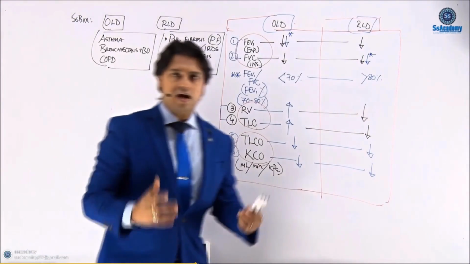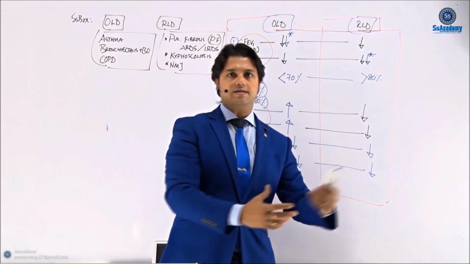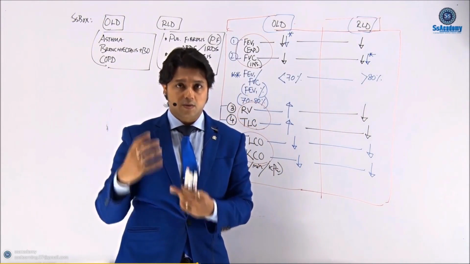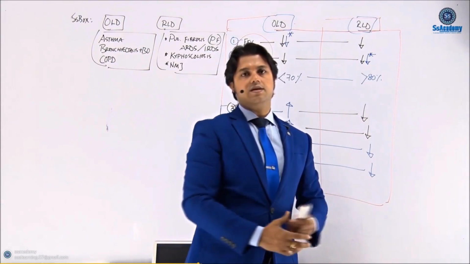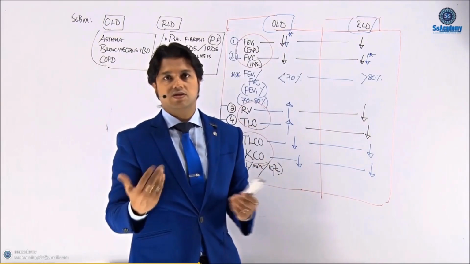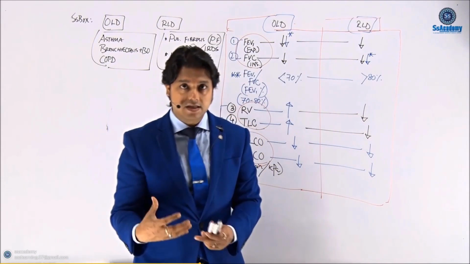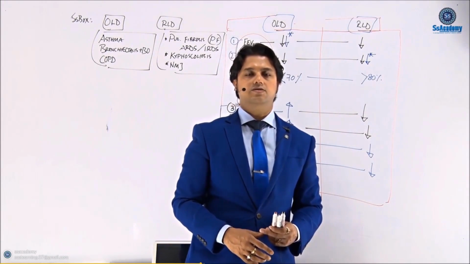So once again, I'm saying FEV1 and FVC both will be reduced in OLD and RLD. But FEV1 is reduced more in OLD. FVC, the inspiration, is reduced more in RLD. But the ratio is the normal 70 to 80%. So in case of OLD, it's less than 70%, but in RLD more than 80% ratio.